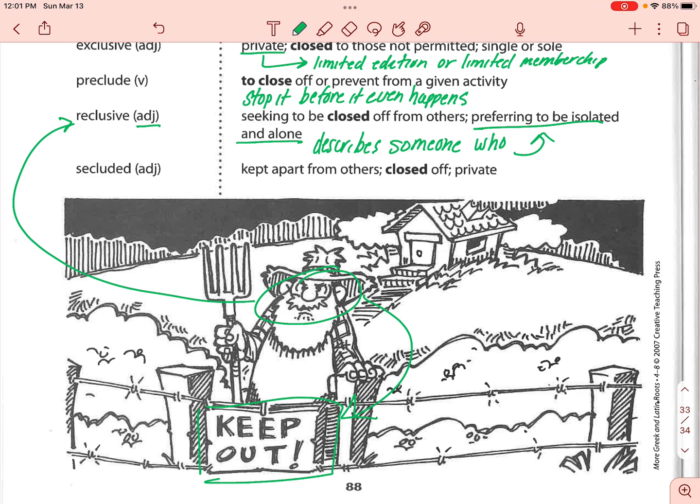Okay, and the next one is secluded. So this reclusive man here lives in his secluded house because it's off the beaten path. Off the beaten path, meaning it's kind of far off from other people. It's private. A lot of people don't get there.